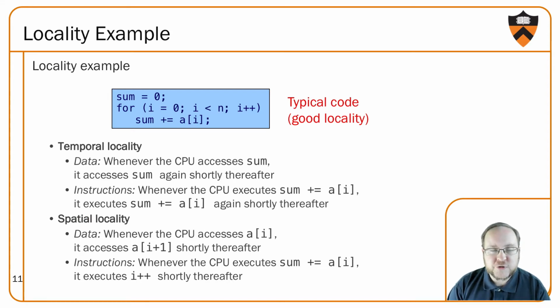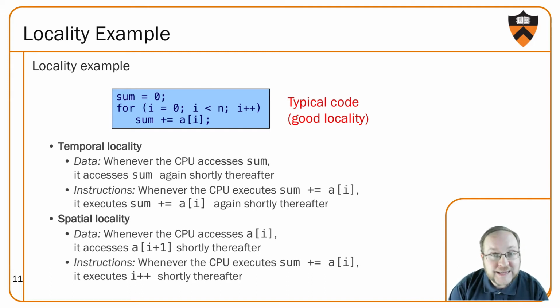That might be a little abstract, and kind of hard to tease out the difference between those two. So here's a concrete example. Just computing the sum of an array of elements. This has fantastic locality, both temporal and spatial. Temporally, the loop runs over and over again.